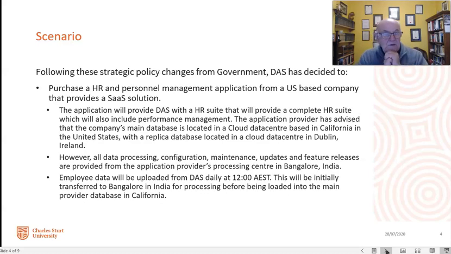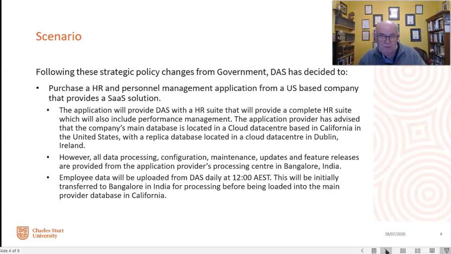So following these somewhat strategic policy changes from the government, DAS has decided to do the following. They're going to purchase a HR and personnel management solution from a US-based company. Now this is a software as a service approach. Now this gives DAS a complete HR suite. So they've got performance management, payroll, all that sort of stuff comes into it.